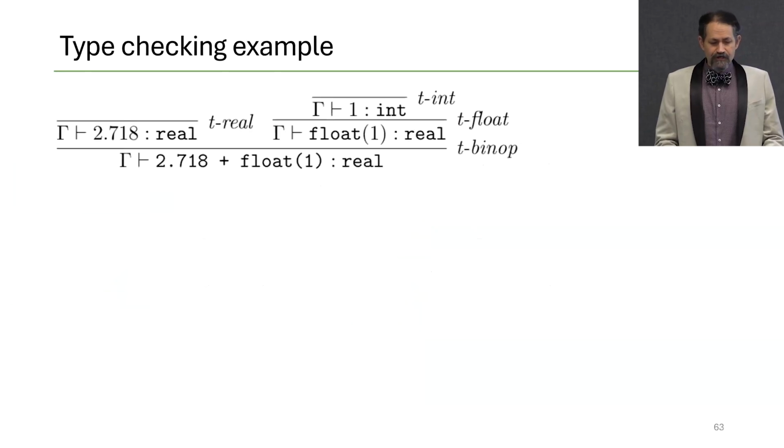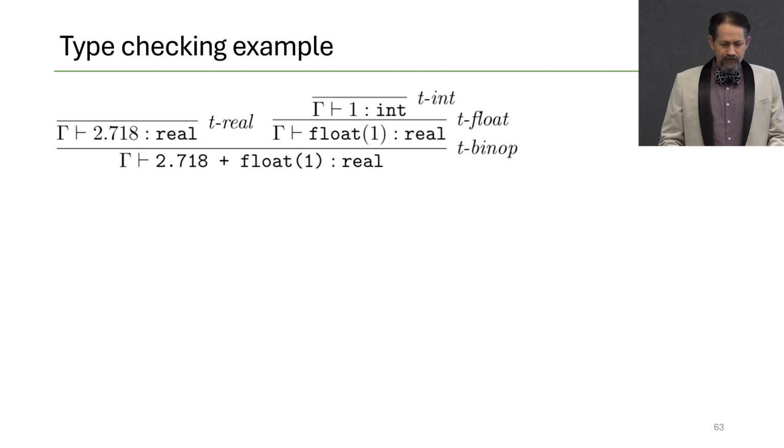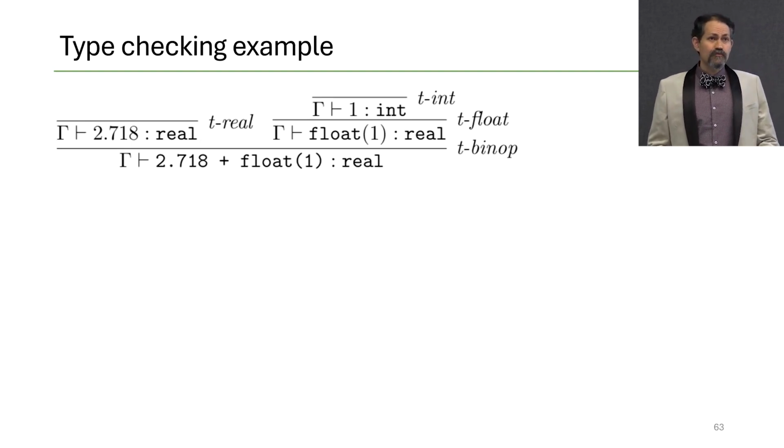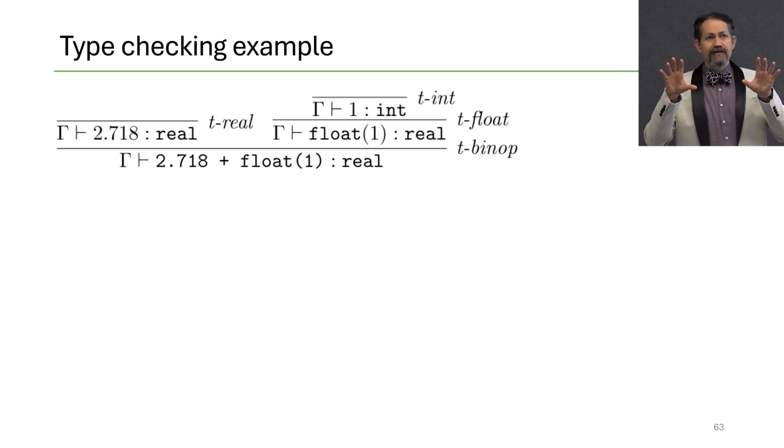Let's apply these rules to a type checking example. Here, we are evaluating the expression 2.718 plus float of 1. 2.718 is a real, so we use tReal for that. 1 is an int, so we use tInt for that. We convert the int to a real using tFloat, and then we combine the part that typed 2.718 and the part that typed float of 1 to conclude that the entire expression has type real.